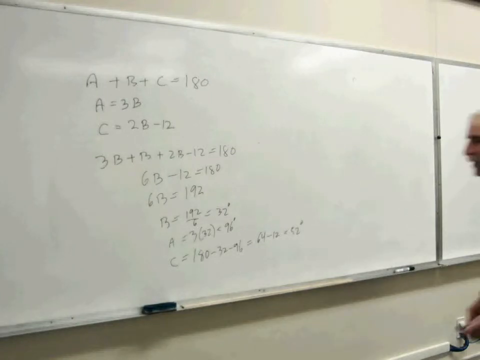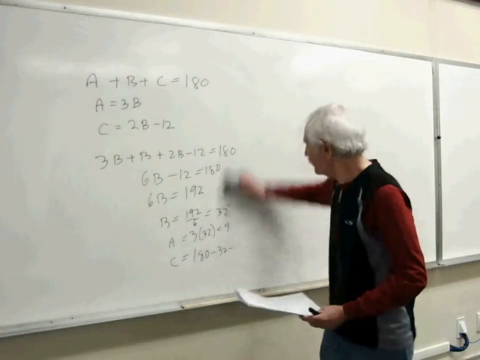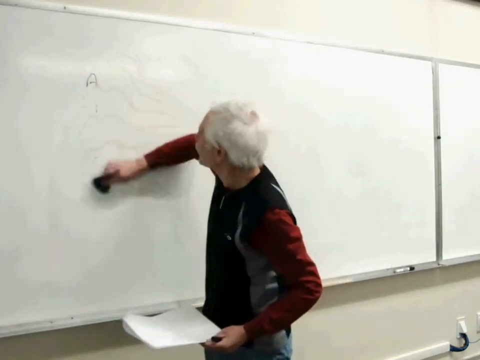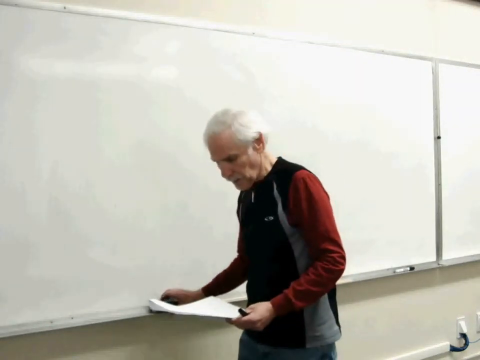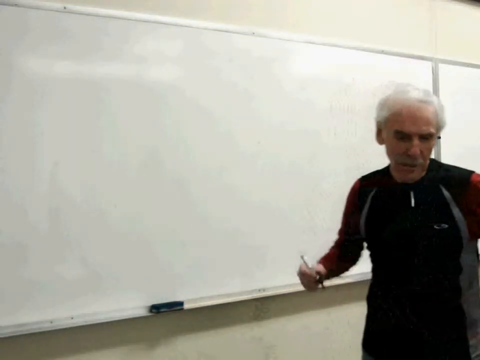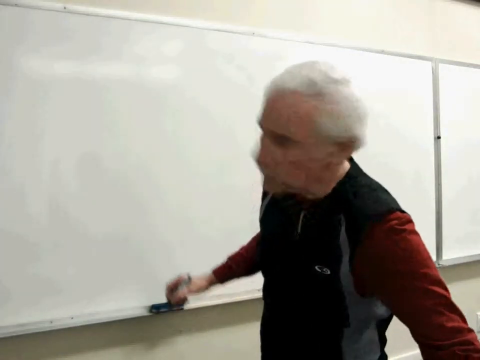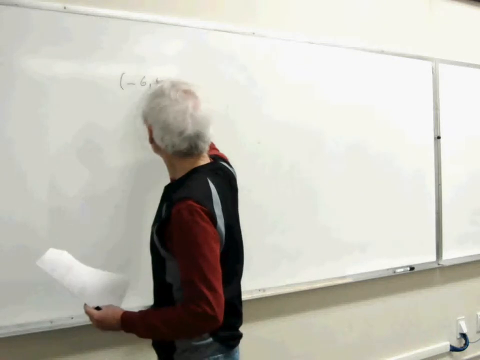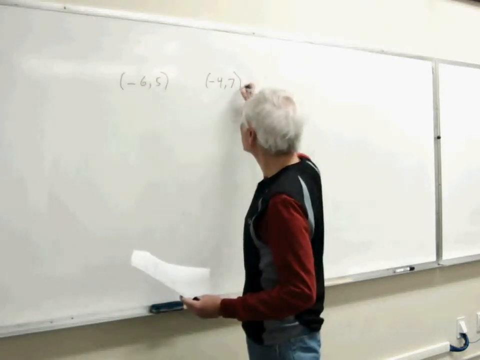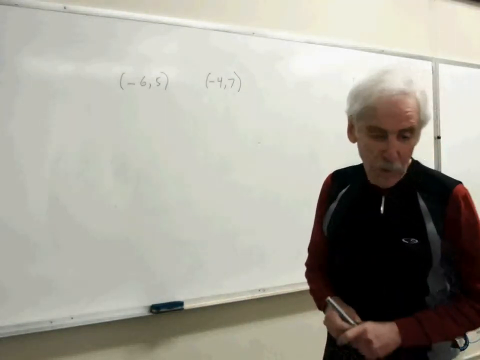Okay. We're going to move on now to question 4. All right. So we're given 2 points on a line. And you're given the point notation like this. Minus 6 and 5 is one of those points, and minus 4 and 7 is another one of those points. And the part A is, what's the slope of the line?